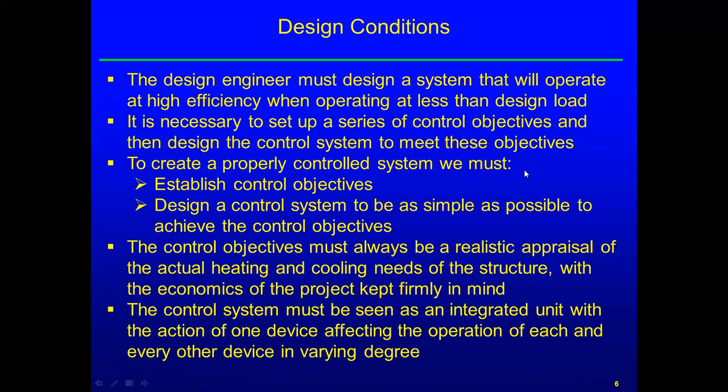Okay, so the design engineer must design a system that will operate at high efficiency when operating at less than design load. It is necessary to set up a series of control objectives and then design the control system to meet the objectives. To create a properly controlled system, we must establish control objectives and design a control system to be as simple as possible, i.e. as cheap as possible, to achieve the control objectives.